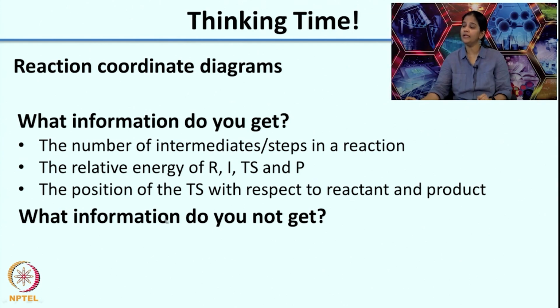So, I would hold on regarding this question as to what information you do not get, because although I have listed out all these things that you get from a reaction coordinate diagram, it is very important to see the meaning behind all this. So, what can you do by understanding the relative energy of say R, I, TS and P? What do you understand by the position of the transition state? So, by looking at the position of the transition state, is there some information that you can get about the reaction? So, let us try to get more details on these points before we get to the point as to what information you do not get.